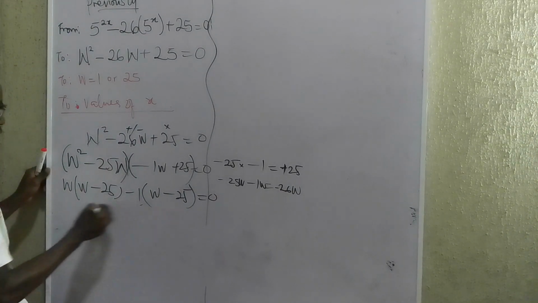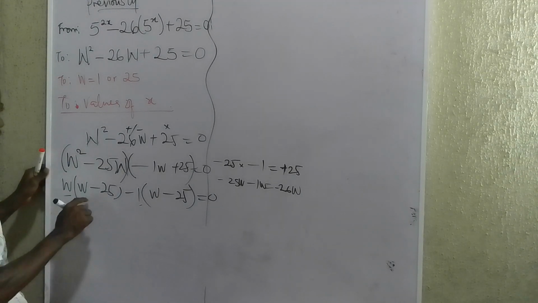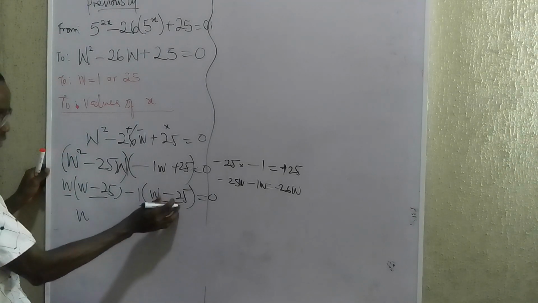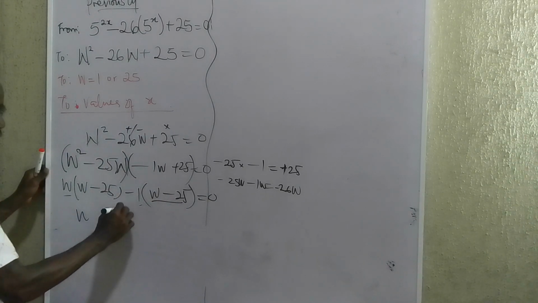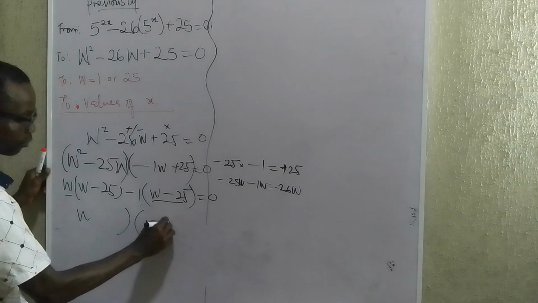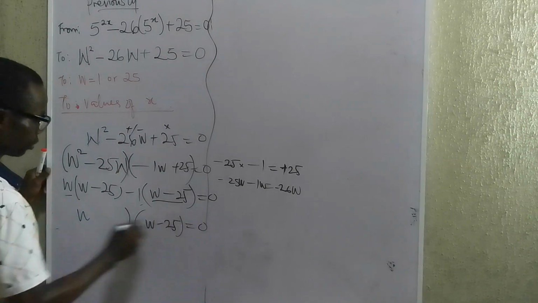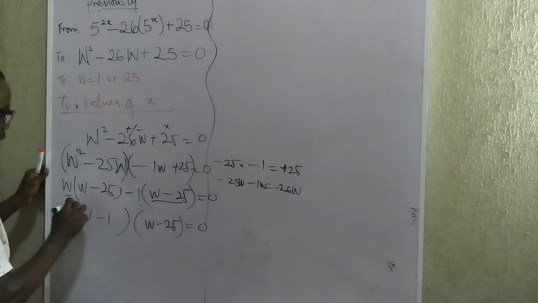So you pick this and pick this. Since here and here are the same thing, W minus 25, you make it one part. Put it in a bracket, W minus 25 is equal to 0. This is going to be W minus 1.